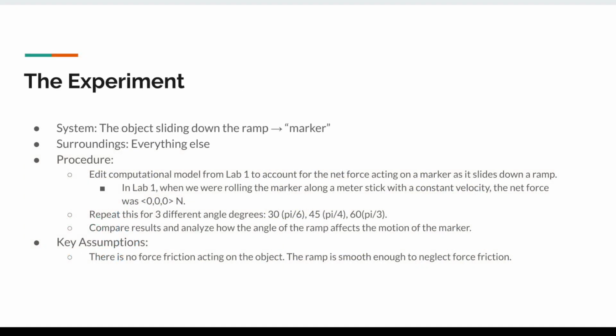Now for the experiment. The system is the object sliding down the ramp, which in this case is a marker. The surroundings is everything else. Our procedure is to edit the computational model from Lab 1 to account for the net force acting on the marker as it slides down the ramp.